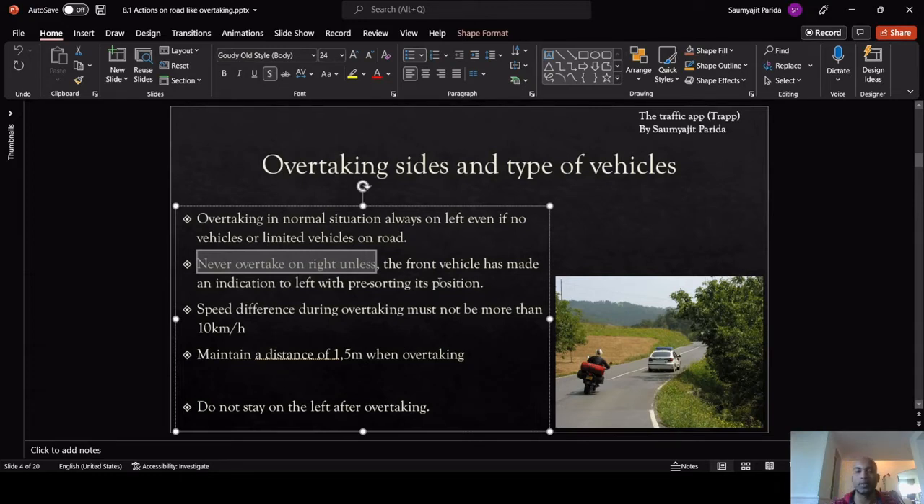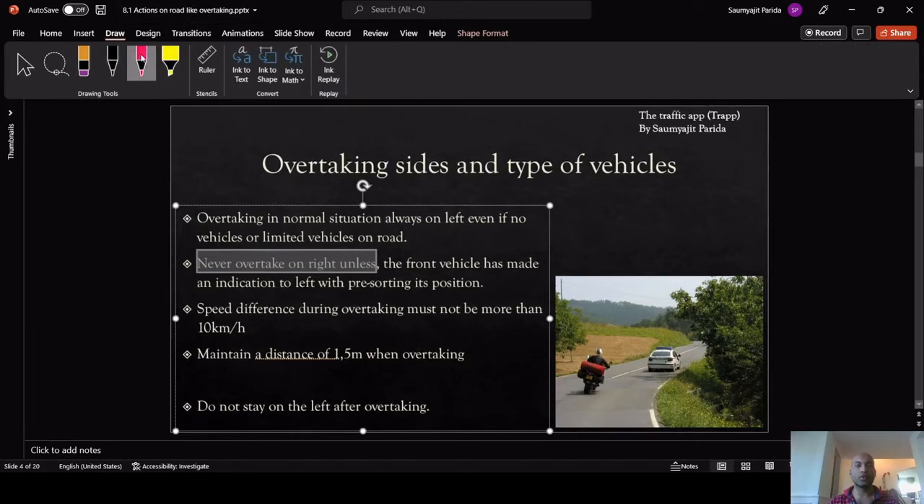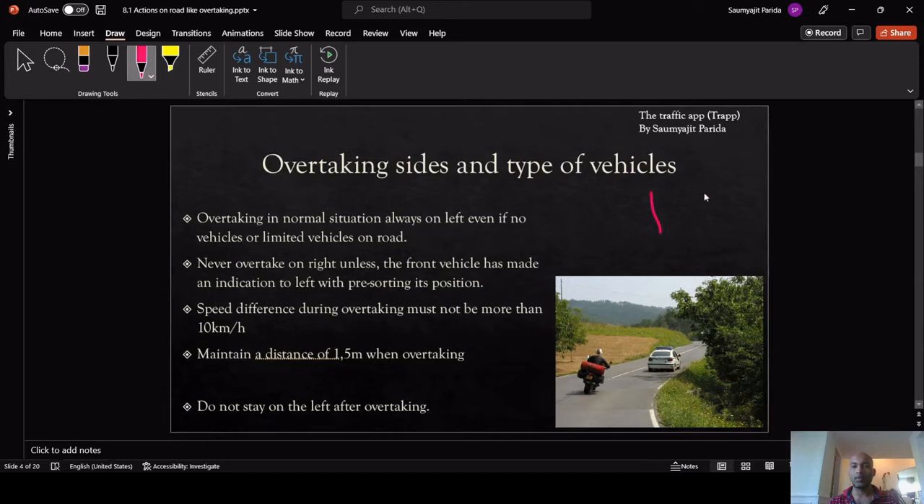But this is an exception. Let me draw and show. If this is the road, and the front vehicle has shown an indication that it is turning left, then you can pre-sort a little bit and overtake from the right. This is what it means.